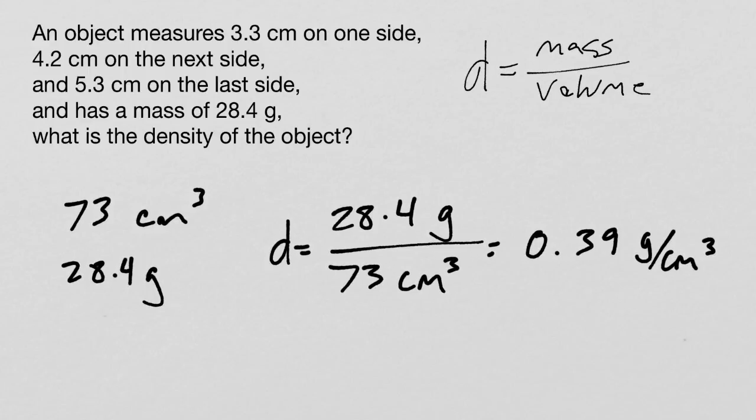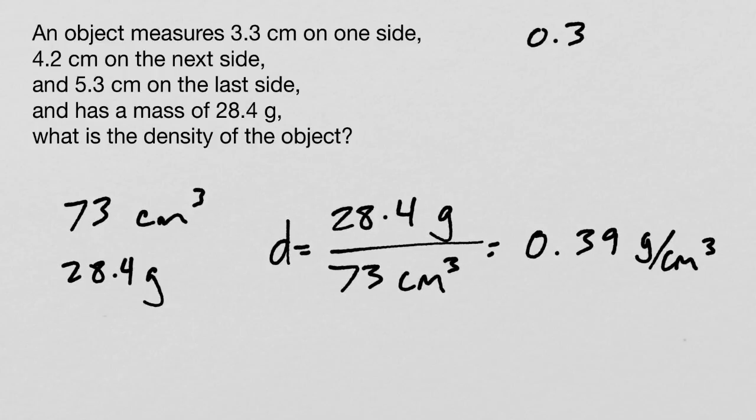Now let's take a look at this value for density. We can use this as a conversion factor. Let me show you how we would do that. We can write this as 0.39 grams for every 1 centimeter cubed. So let's imagine that this is the density of this object that we just measured and have the mass of.